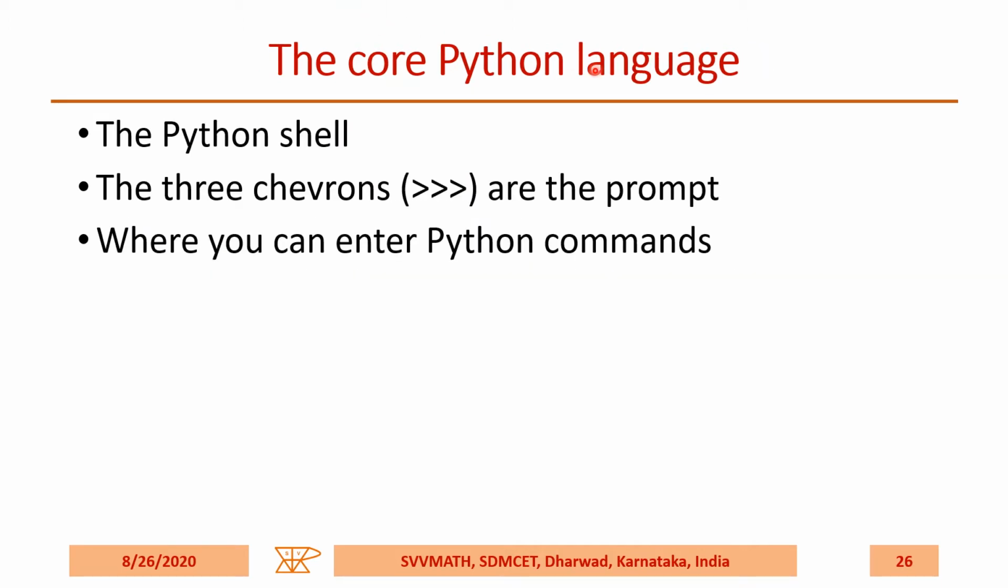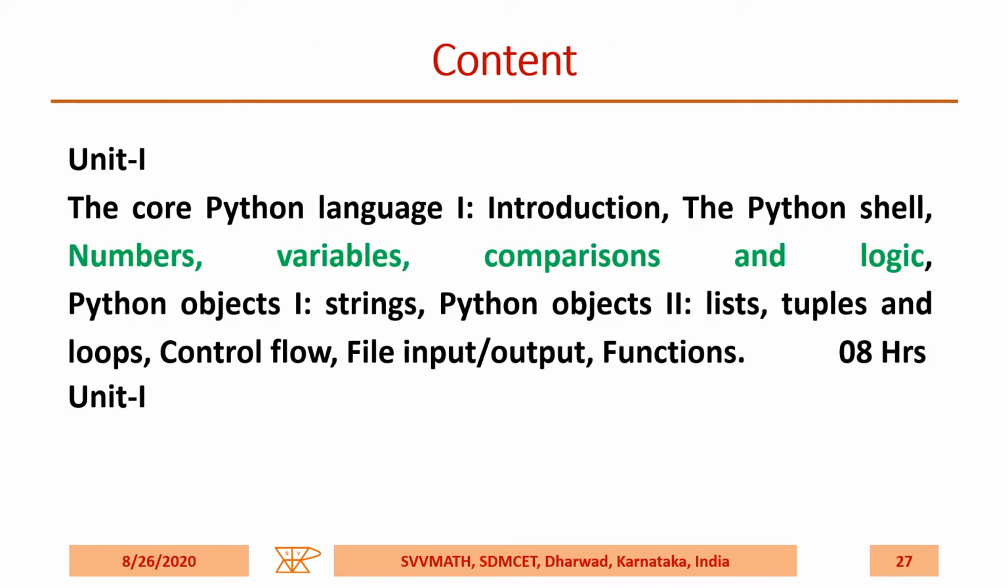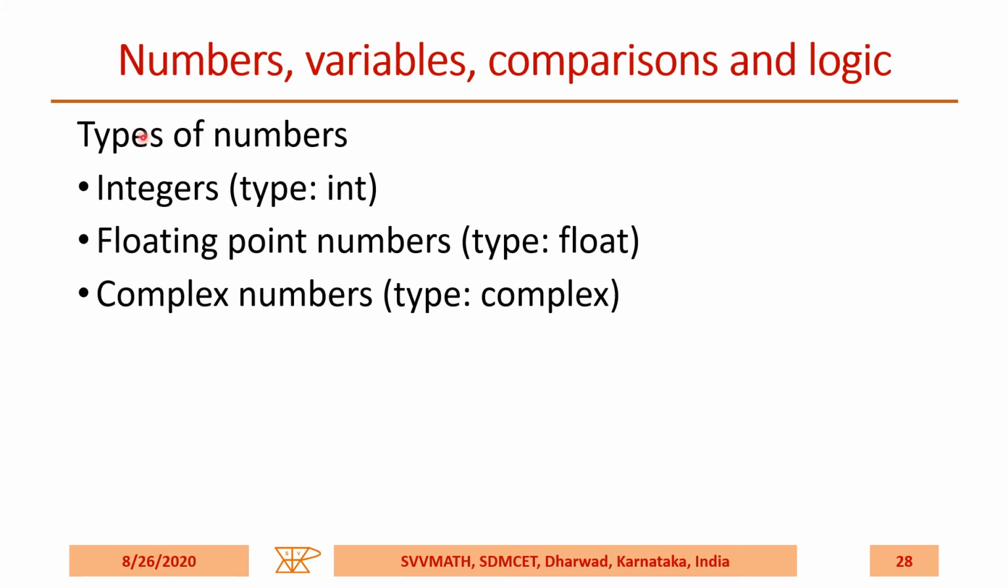The core Python language, the Python shell, what we call a prompt. So this is what we use, three chevrons, where you can enter the Python commands. So unit 1, now we are discussing numbers, variables, comparisons and logic. Types of numbers in Python: we have integers, floating point numbers, and complex numbers. Python supports all these three.